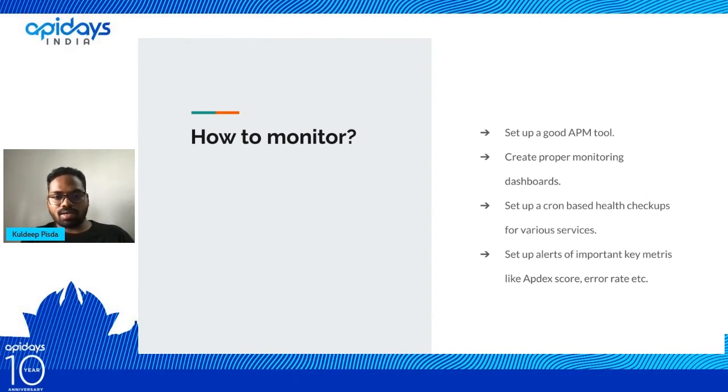The third would be to set up a cron based health check for various services. It is always helpful, it is super helpful. If something goes down, you just get a ping. Okay, yeah, this thing is down. Let's quickly work on getting this up as soon as possible.